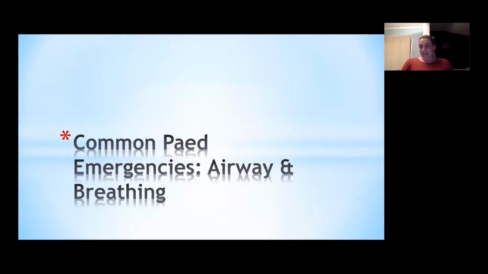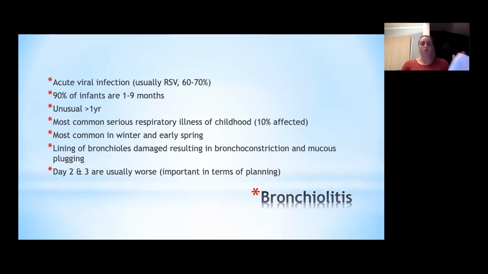Right, so moving on to common paediatric emergencies in terms of airway and breathing. Bronchiolitis is a big one, and I'm sure we've all seen a lot of it in the last few months. It's respiratory, caused usually by viruses such as parainfluenza or influenza. It's an acute viral infection, usually RSV, about 60 to 70% of them. 90% of infants are aged between 1 and 9 months. It's unusual to get over a year. We don't tend to call it bronchiolitis anymore once they're over 1. It's one of the most common serious respiratory illnesses of childhood and affects about 10% of our kids. It's most common in winter and early spring.